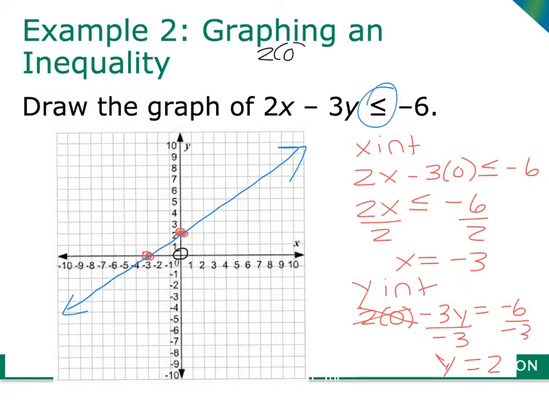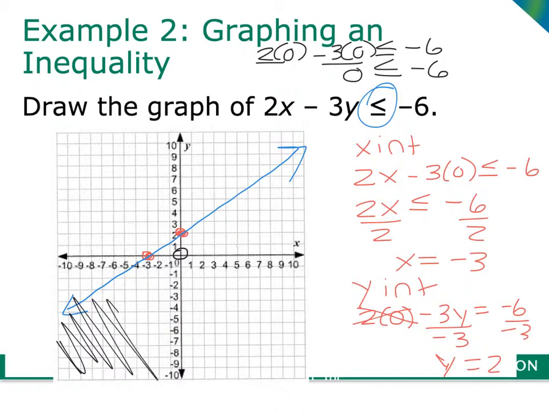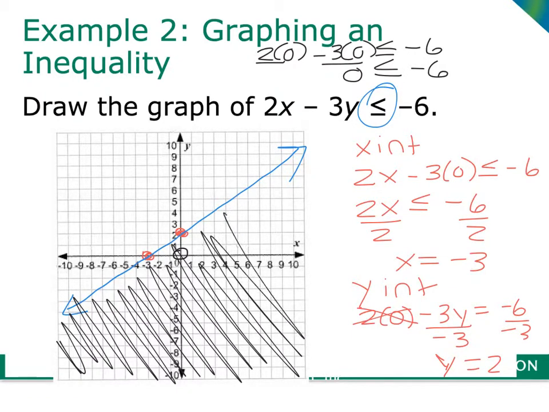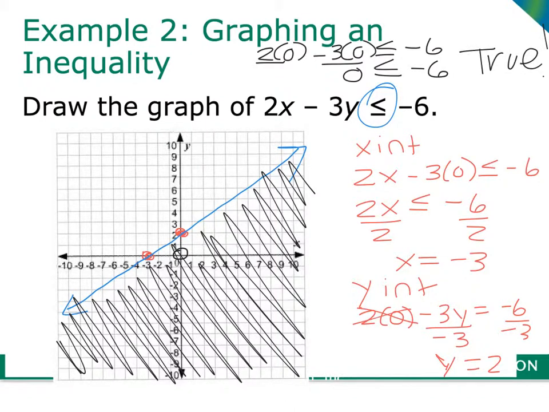Is 2 times 0 minus 3 times 0 smaller than or equal to negative 6? Well, that would give us 0 minus 0, which is 0. 0 is not smaller than negative 6, so I will shade on the side opposite where my test point was. If it came out with a true statement, I would have shaded on the same side. So my solutions are any ordered pair that's in the shaded region, and any ordered pair that's on the solid line. So you have infinite solutions.